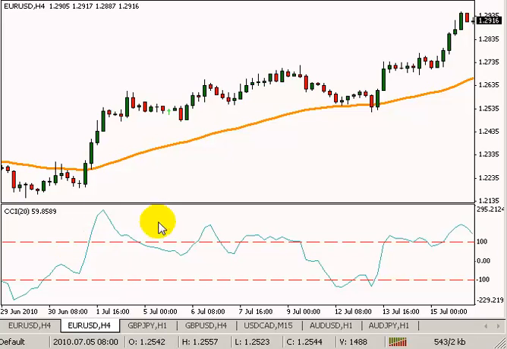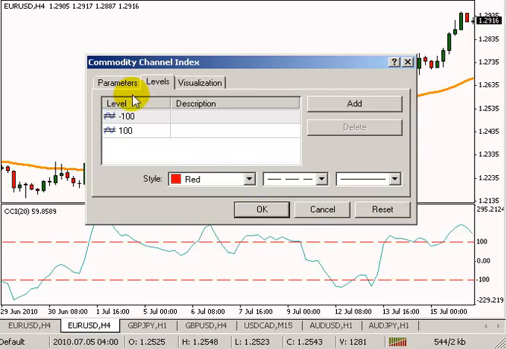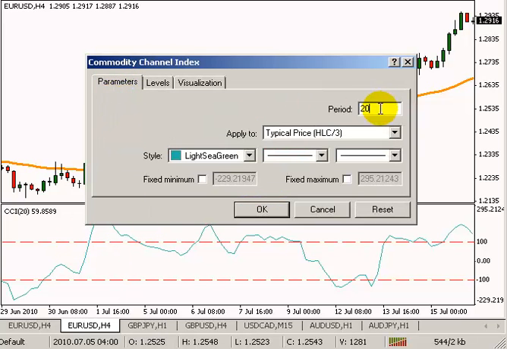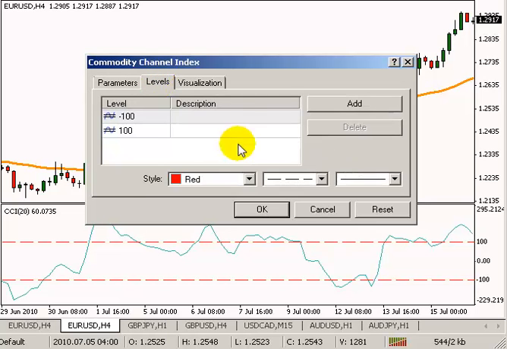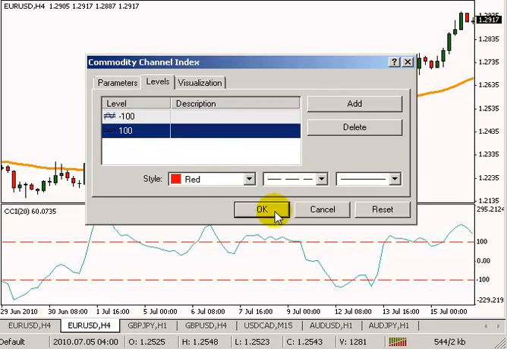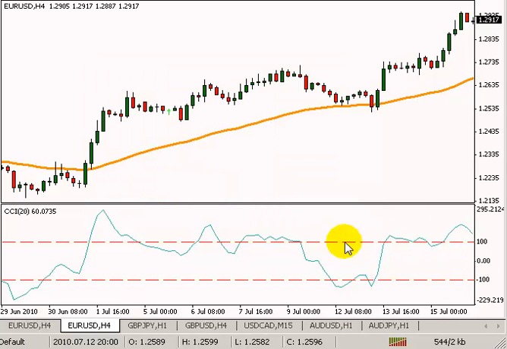And then I've got the CCI indicator with an input of 20, a period of 20, and this is applied to the typical price as well. The levels on there are negative 100 and 100. You can see here that the CCI is basically an unbounded oscillator, which means it can go up as high or as low as the market movement allows it at that particular moment.